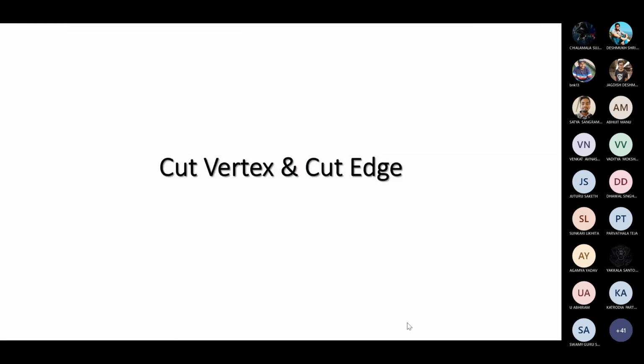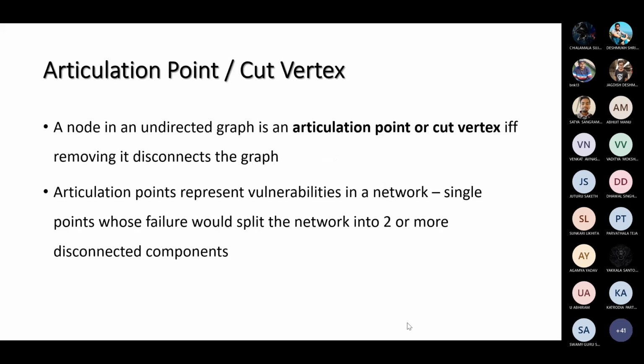So, a cut vertex or articulation point is a node in an undirected graph. A node in an undirected graph is an articulation point or cut vertex if and only if removing this node disconnects the graph. Articulation points represent the vulnerabilities in a network: single points whose failure would split the network into two or more disconnected components.